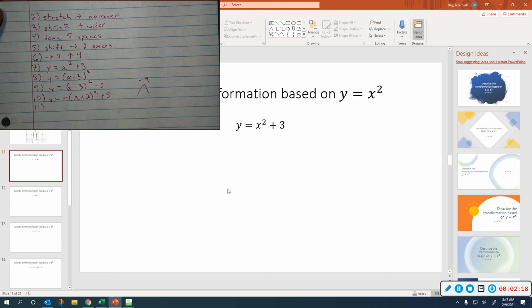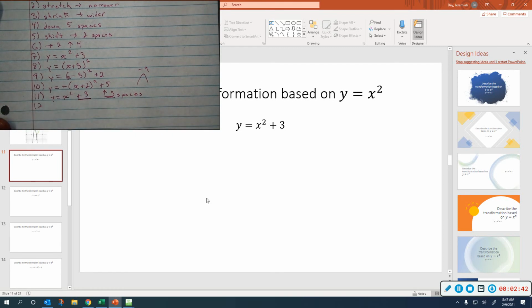So, number 11, we've got x squared plus 3. Well, look at that plus 3. It's outside the parentheses, so this means it moves up or down, and it's going to move up 3 spaces. You don't need to write the equation, just write that it went up 3.